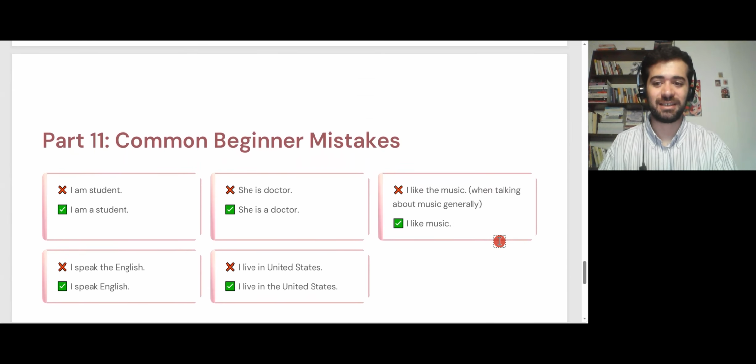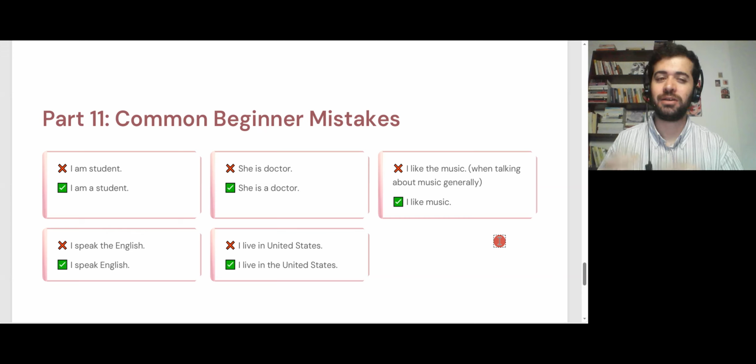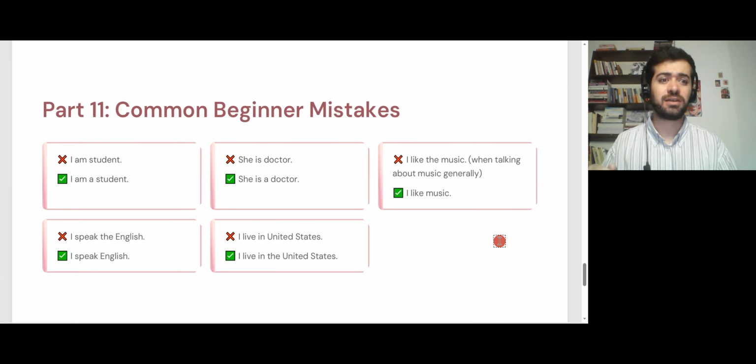Common beginner mistakes. I'm student. Do you remember? It's sort of a job, so you say I'm a student. She is doctor. She is a doctor. You mention a job. I like the music. When talking about music generally, that doesn't make sense. You should say I like music. I like movies. I speak the English. That doesn't make sense, right? I speak English. In most cases it cannot be specific, right? I live in United States. That's one of the special cases. We say I live in the United States.